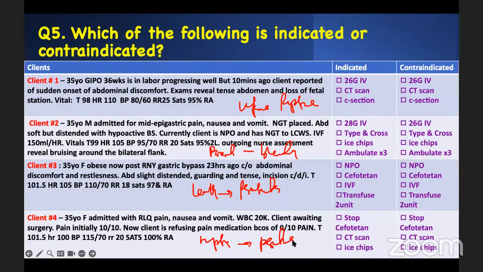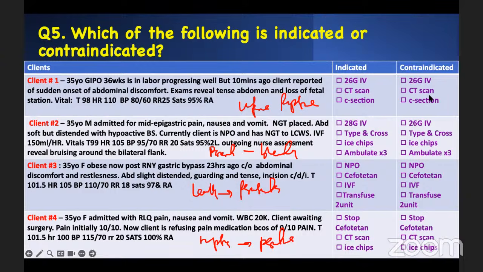Then you tell yourself, how do I manage it? How do I manage it? That's all. How do I manage it? Well, if you have uterine rupture, do you put a 26 gauge IV in? Do you get a CT scan, or do they go to C-section? If it's indicated, you check it. If it's contraindicated, you let go.